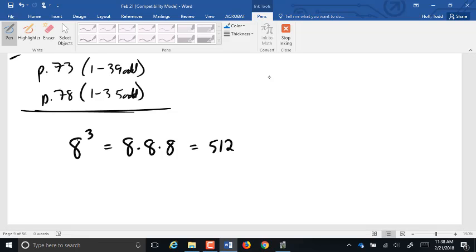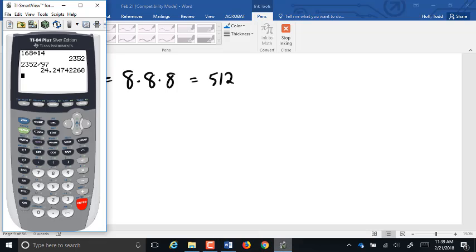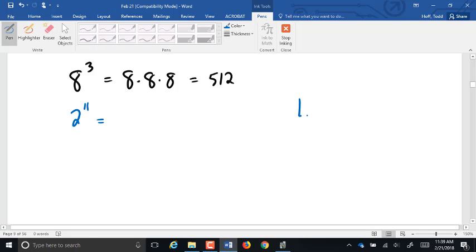Now for that one, 8 times 8 times 8, it wouldn't be so bad if you had to punch that in the calculator as repeated multiplication. But if we have something like 2 to the power of 11, we don't want to be punching that in as 2 times 2 times 2 times 2. So most of you, I'm sure, know about this button. For most calculators, it looks like that. It is called the caret key, and that is the power key.